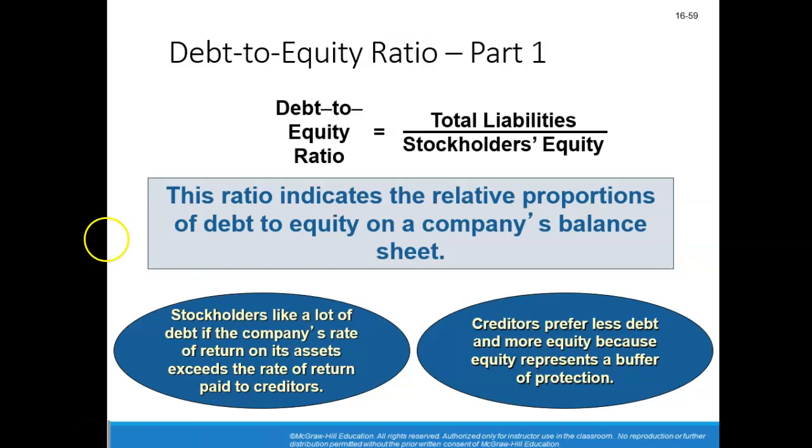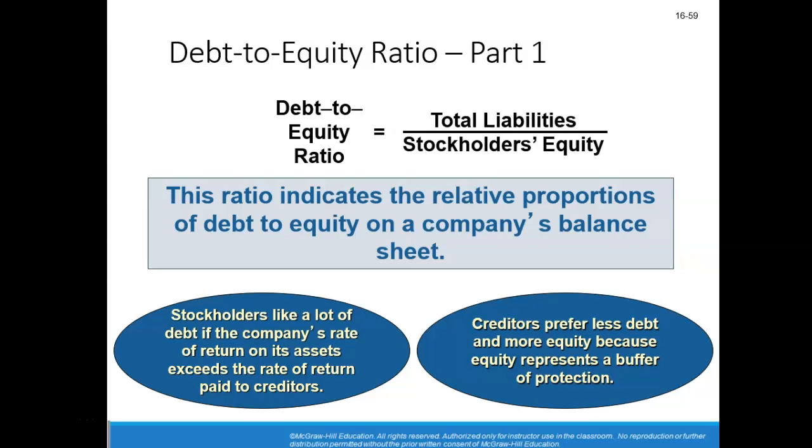Another ratio for debt management is called our debt to equity ratio. We look at total liabilities divided by stockholders' equity. We're now comparing the amount of debt a company has against their equity. So remember that debt means you are borrowing. That is money owed to another business organization.